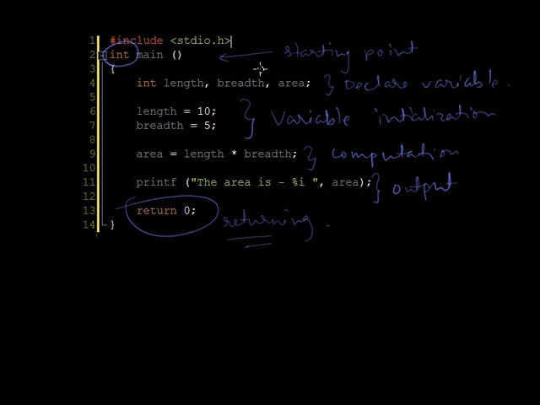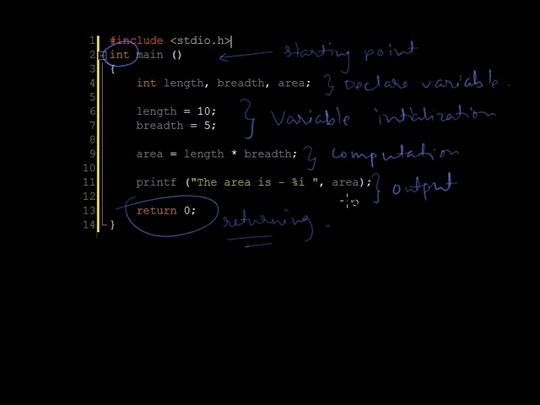So the general structure of our program is the starting point, then declare variables, initialize variables, which means that we have to give some values to those variables. This also includes input from the user. In this program we have not inputted anything from the user, but you can input from the user. Then computation, and then output.